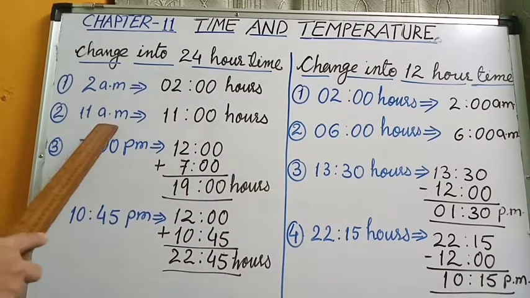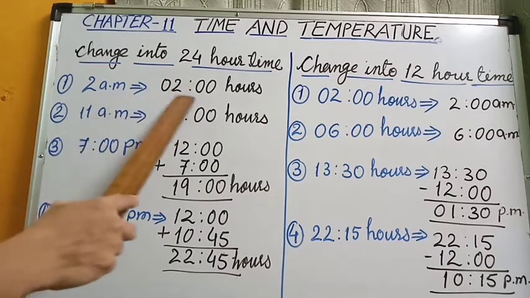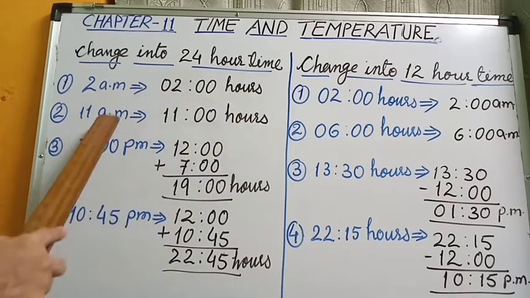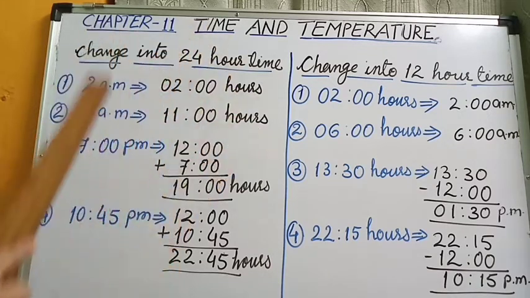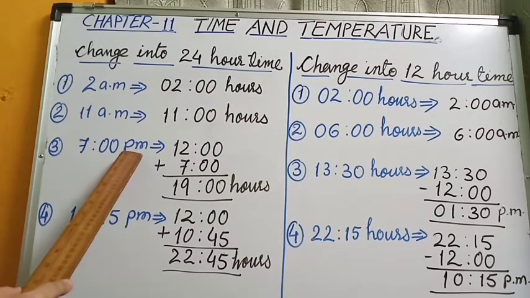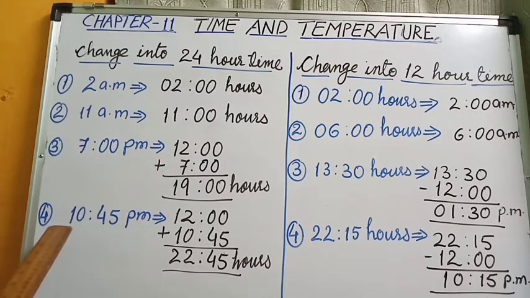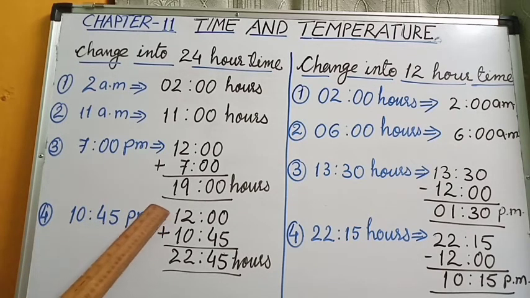When the time is in AM, we don't have to change, we just write the digits as they are and add hours. We remove AM and add hours. But when the time is given in PM, that means it is after 12 noon. So we have to add the digits with 12. Next is 10:45 PM. Again PM. PM means this time has passed after 12 noon. So we have to add 10:45 with 12.